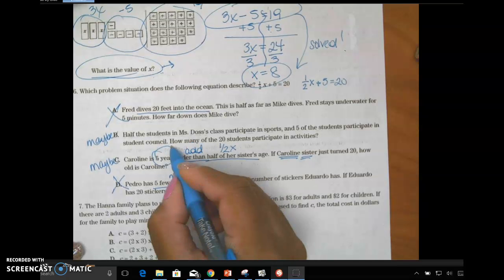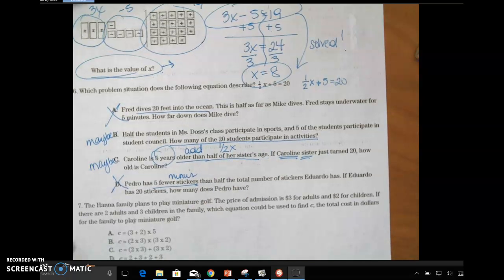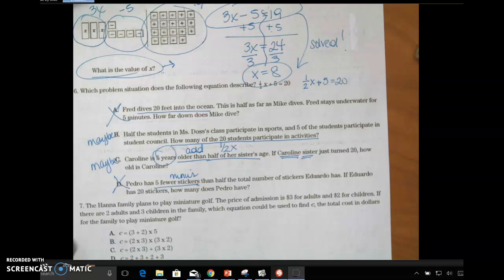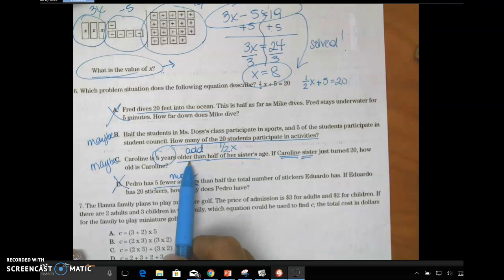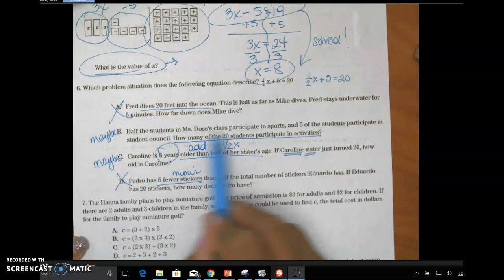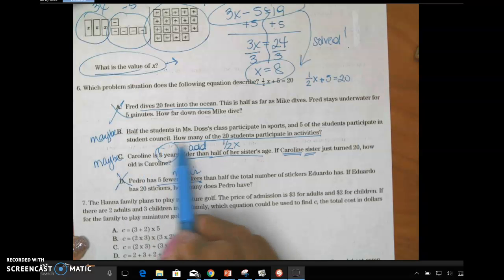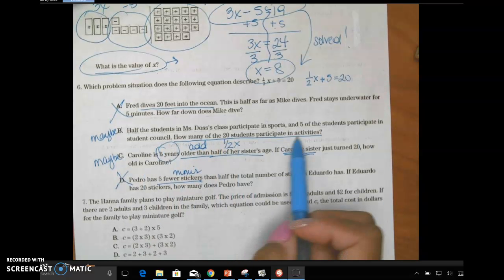This says how many of the 20 students participate in activities. Oh no, C. What do you think it should be? C. I think it should be C because I'm taking Caroline's age and getting half of it, then adding 5. Here, this says half of the students participate in sports and 5 of them participate in council. How many of the 20 students participate in activities?